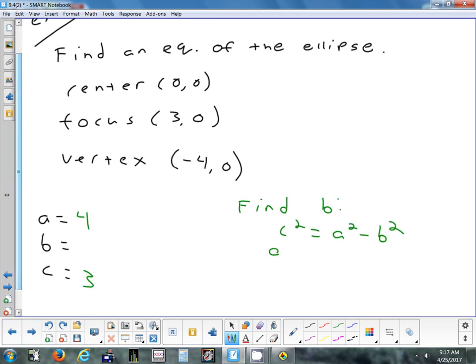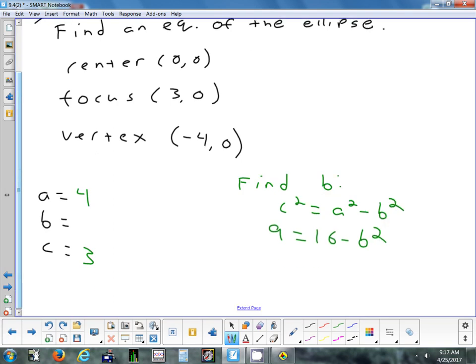So we get 9 equals 16 minus B squared. Subtract 16, we get negative 7 equals negative B squared. You get a negative on each side, so we can cancel it. And B is the square root of 7. Okay, so there's all the information you need. Now fill it into the formula.